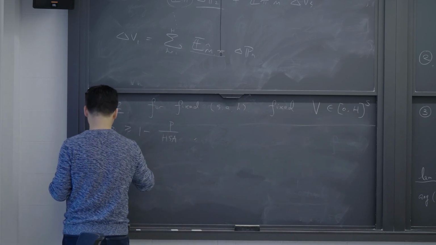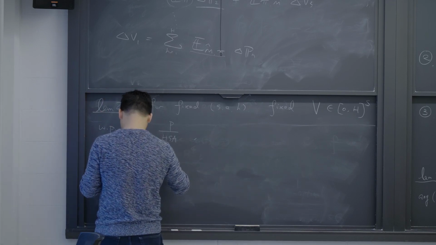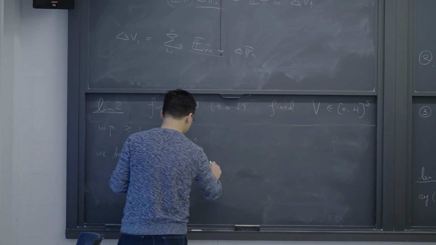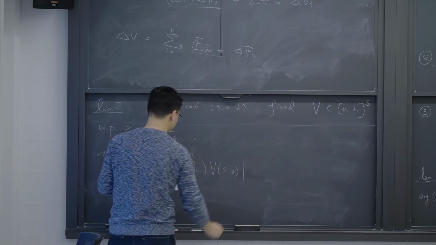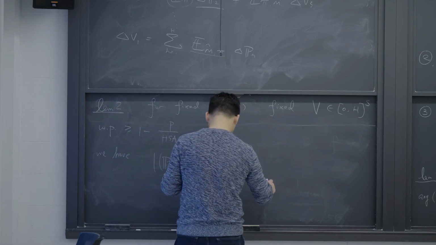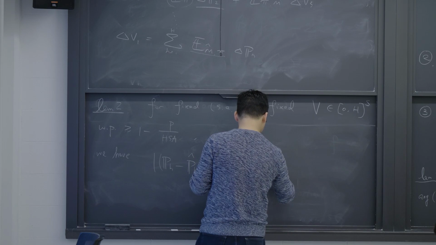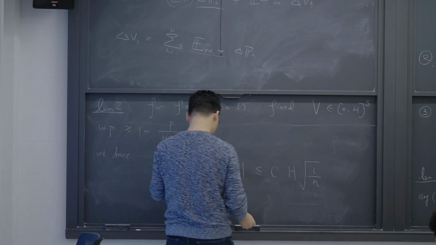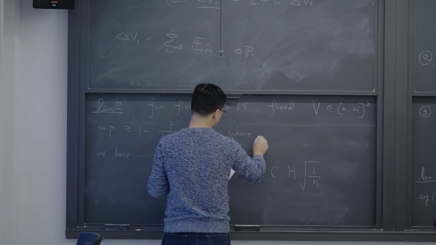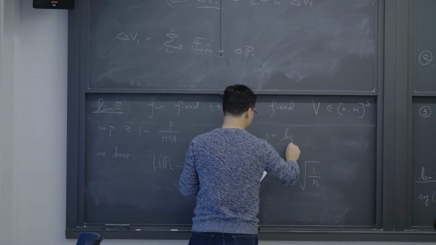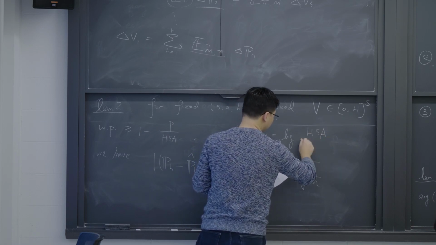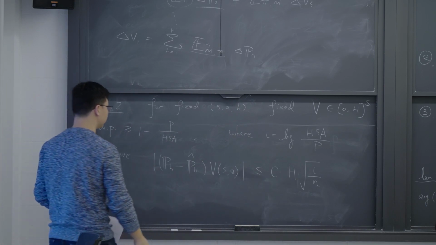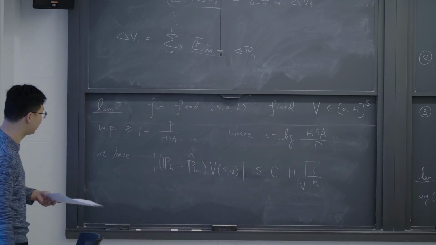this (P_h minus P hat_h), where P hat_h is our estimate in the value iteration algorithm, times this value V at s, a is less or equal to C times H times sqrt(iota over n), where this iota is equal to log of HSA over p. So this is actually precisely the very last question of homework 1.